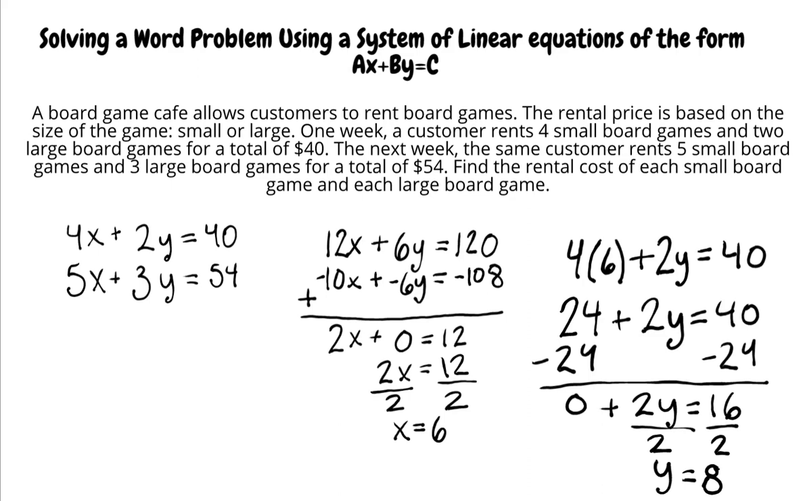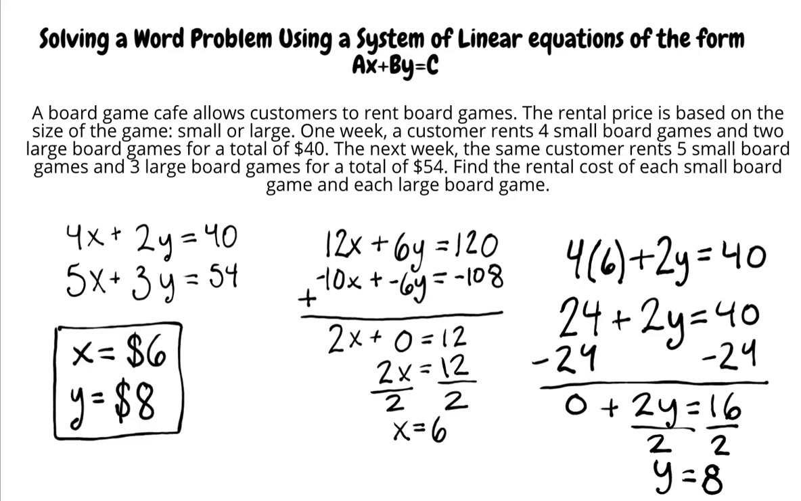What does our solution mean? Because x equals 6, this means that the small board games each cost $6, and since y equals 8, the large board games each cost $8. Exactly!